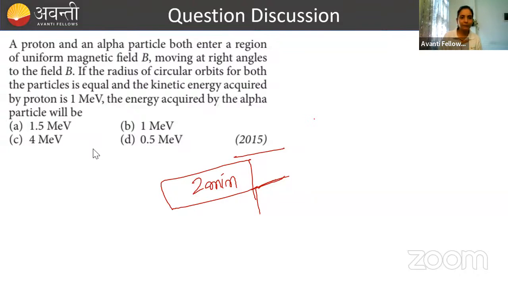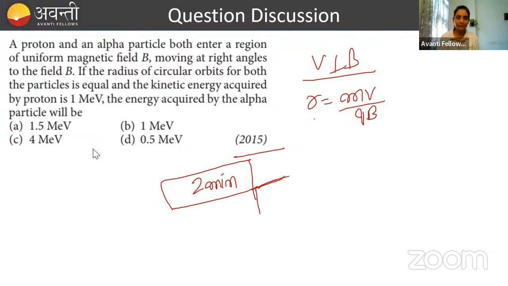A proton and an alpha particle both enter a region of uniform magnetic field B, moving at right angle to the field. That is, velocity is perpendicular to the field. If the radius of the circular orbit for both particles is equal, V is perpendicular to B. What will be the formula for radius? mv by qB. And their radii are equal. And the kinetic energy acquired by the proton is 1 MeV. What will be the energy acquired by the alpha particle? So their radii are equal. First thing.